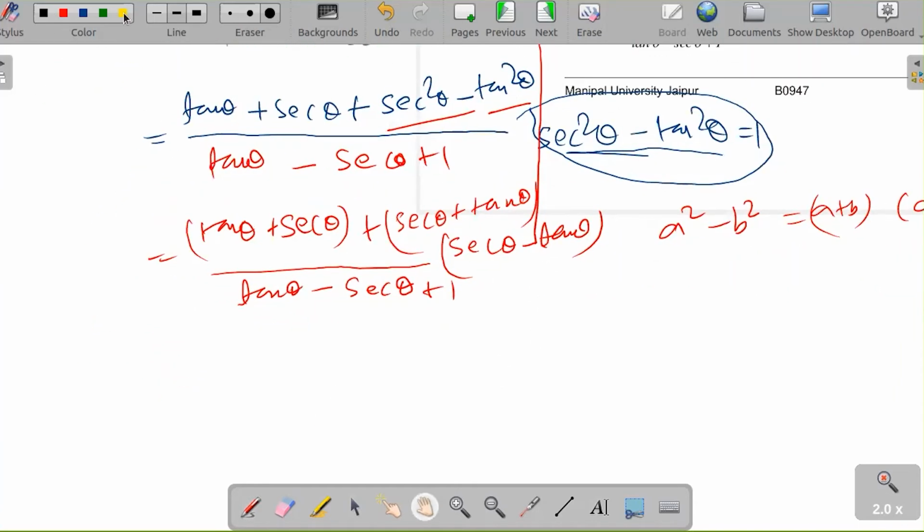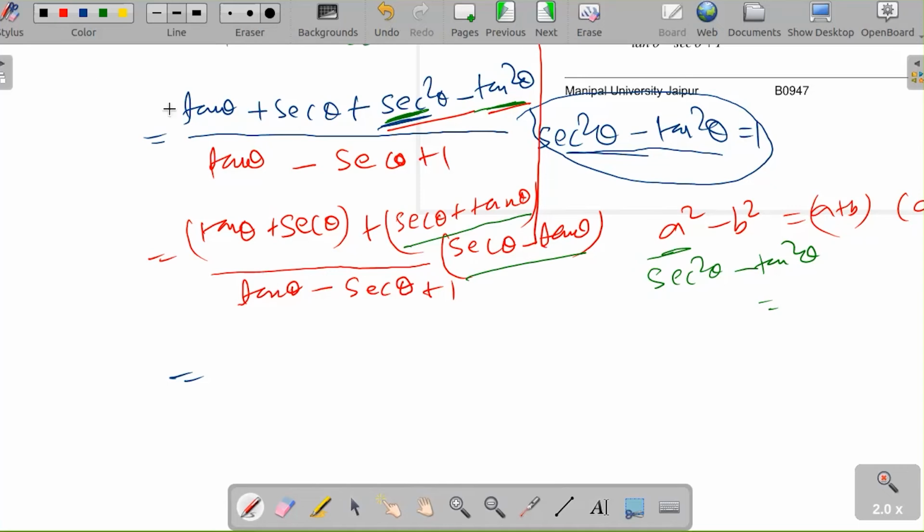How do you use this formula a square minus b square in line number 2? Instead of a, we are putting sec square theta, and instead of b, tan square theta, and then we can split it like that: a plus b and a minus b, like sec plus tan, sec minus tan. Got it? Yeah, I got it now.